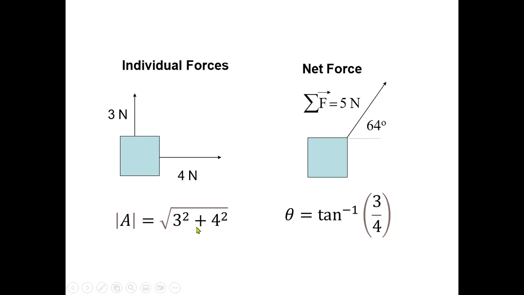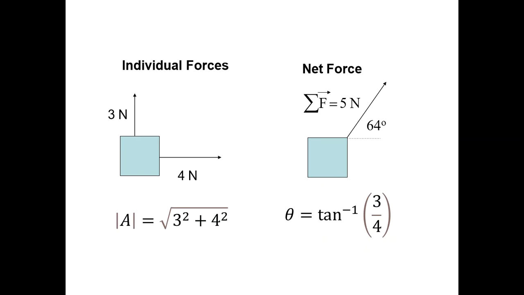And 9 squared plus 16 squared is 25. Well, we know the square root of 25. That's just 5, right? And that's what we have over here. The direction is, we're going to take the inverse tangent of our y component over our x component. As a matter of fact, you might want to do that right now. Just take the inverse tangent of 3/4 on your calculator.